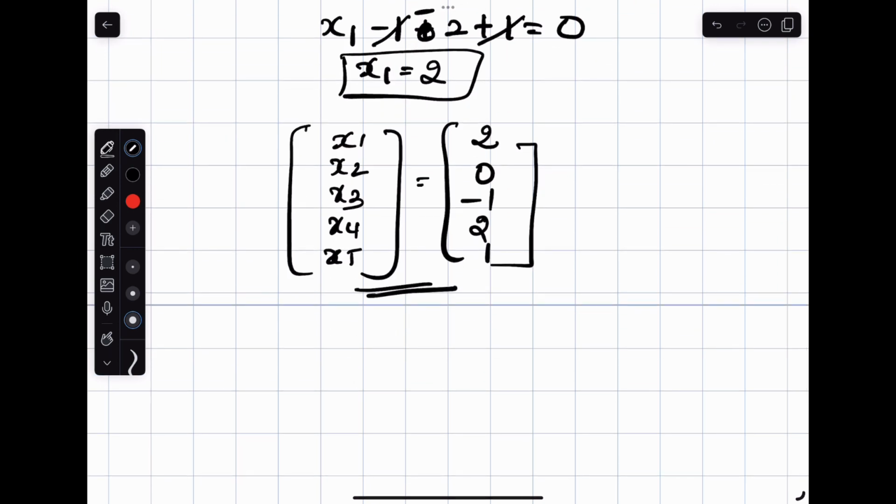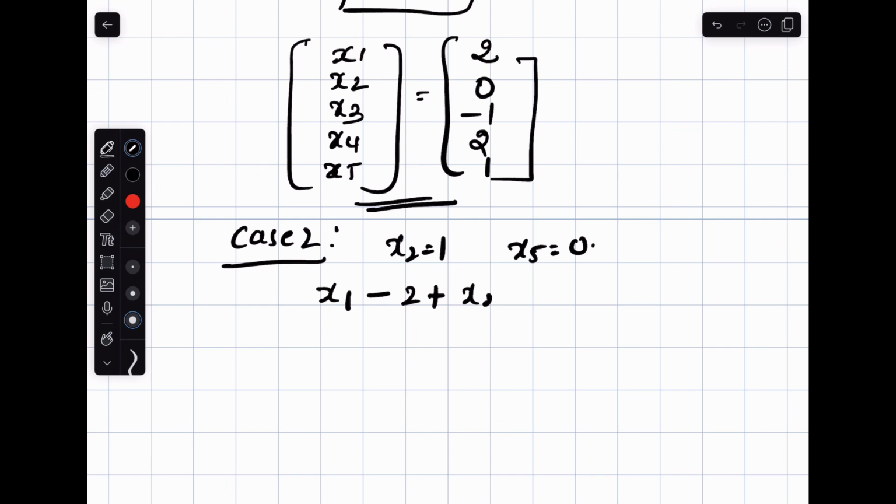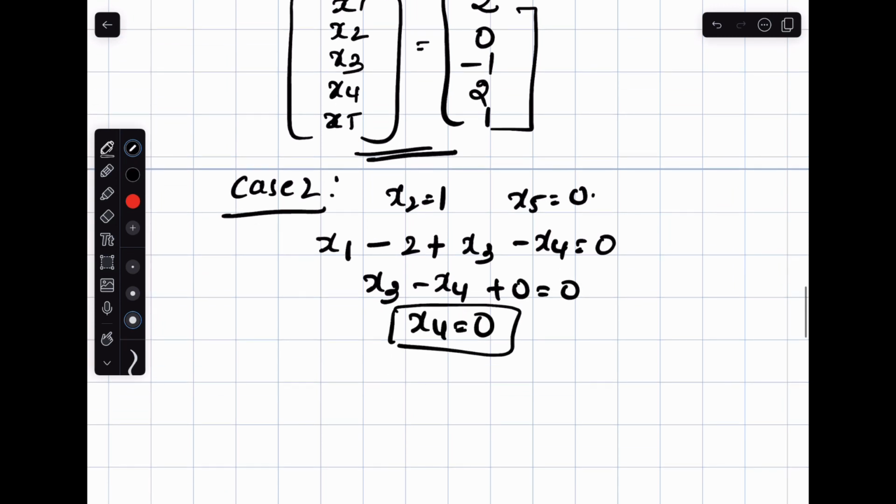Now let us dive into case 2. What is case 2? It is vice versa, 1 0, right? x2 is equal to 1, x5 is equal to 0. Once that is done, let us write the equation applying the values. So x1 minus 2 plus x3 minus x4 is equal to 0. x3 minus x4 plus 0 is equal to 0. x4 is equal to 0. So x4 is equal to 0, apply. So x3 minus 0 plus 0 is equal to 0. So therefore x3 is equal to 0.